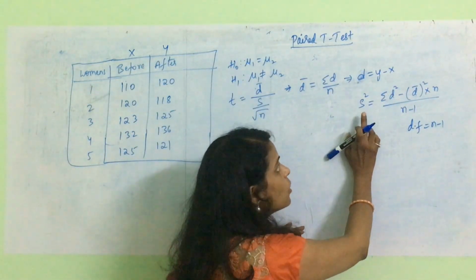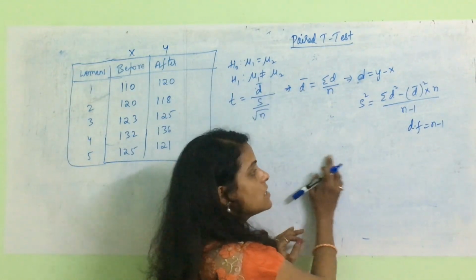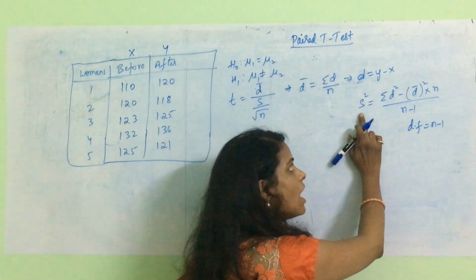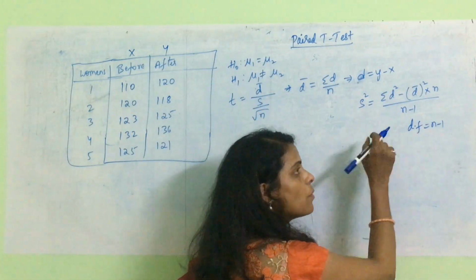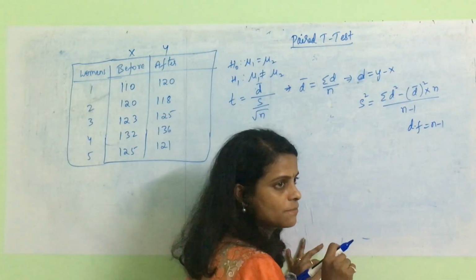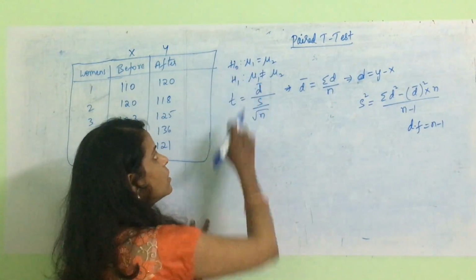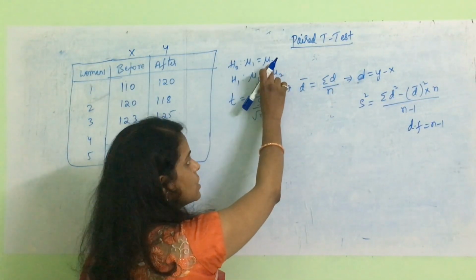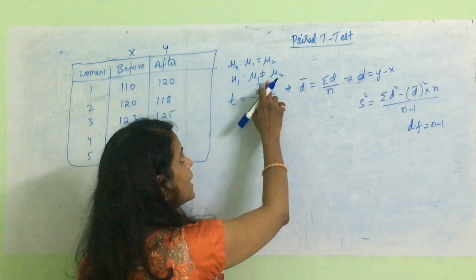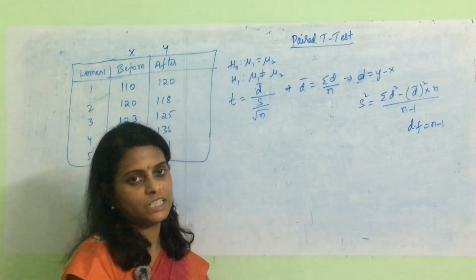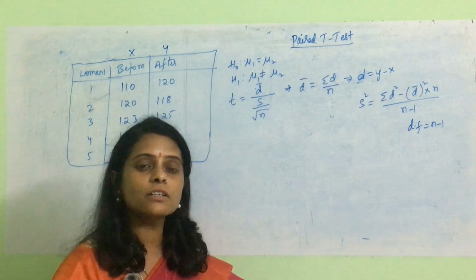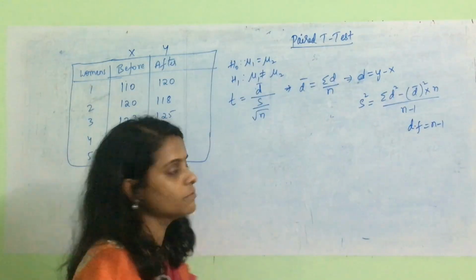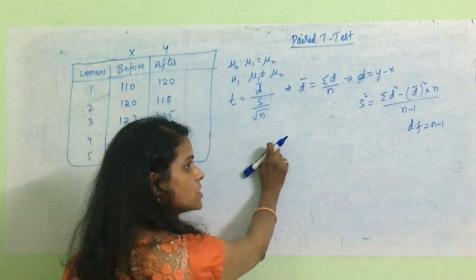And what is s? For s we directly have the formula for s square. After finding the s square value, you have to take the square root of that value to find s. First, write down your null hypothesis and alternative hypothesis. As we have mu1 equals mu2, that is your null hypothesis, and the alternative hypothesis is the opposite of that. As we have 2 groups here, before taking the drug and after taking the drug, that is the reason we write it as mu1 equals mu2.